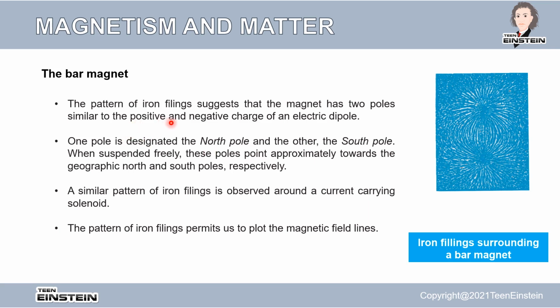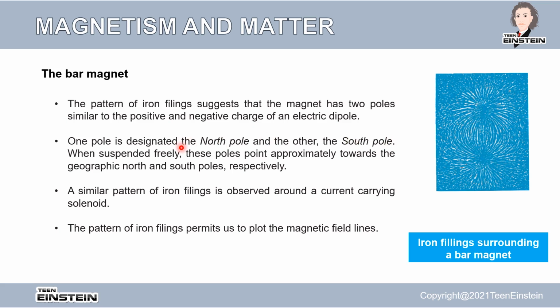So this pattern of iron filings suggests that the magnet has two poles similar to the positive and negative charge of an electric dipole. So this looks like an electric dipole, right? If you have a positive charge here and a negative charge here, and how the electric field lines go from one charge to the other charge, this is similar to that. So if this is a bar magnet, we can assume one pole is a north pole and the other is a south pole.